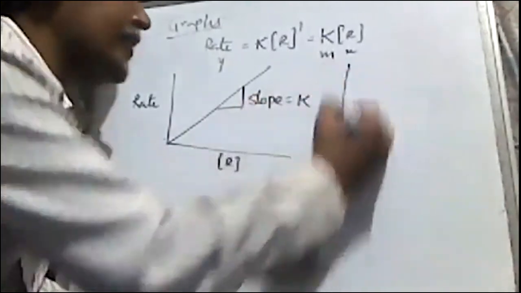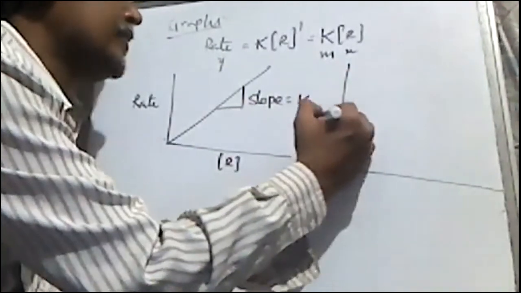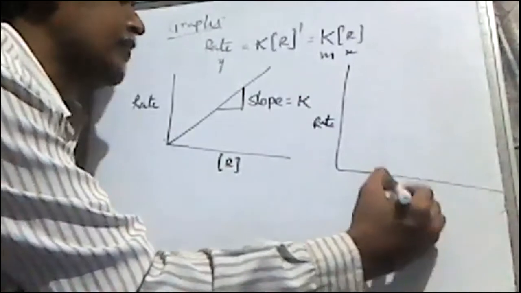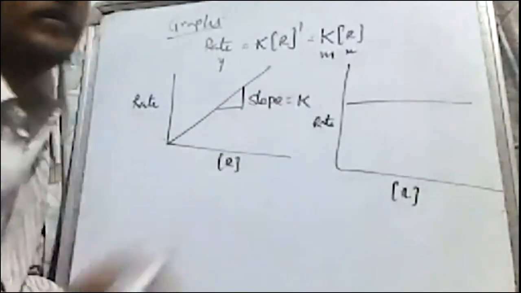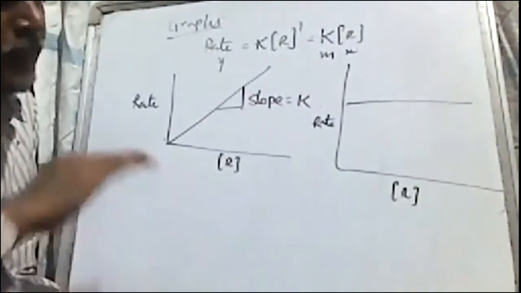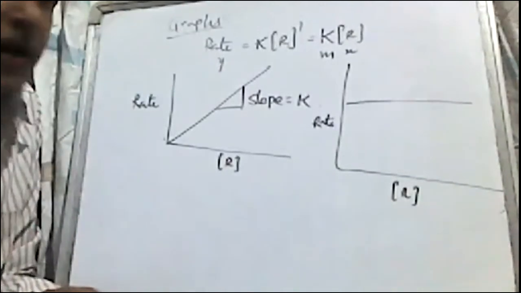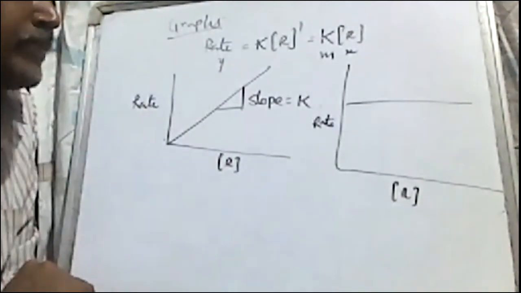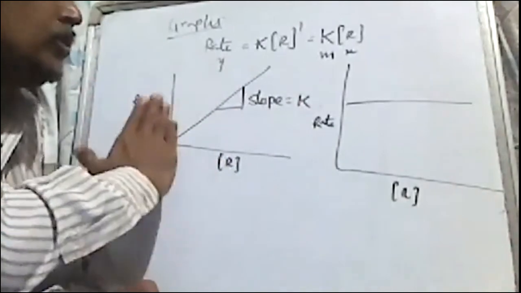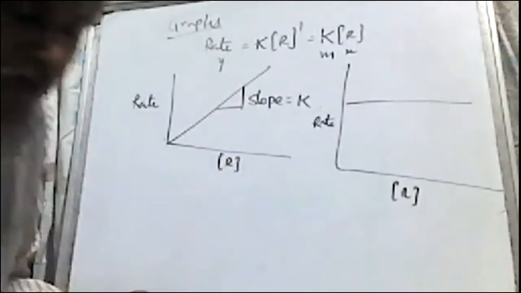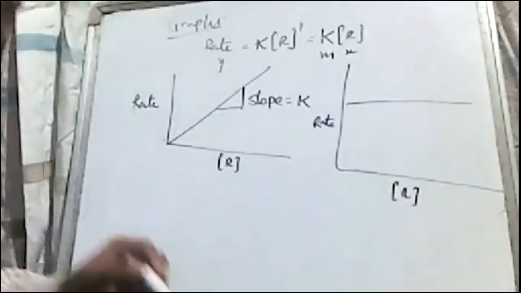Just the same plot for a zero order reaction, how it appears. Just compare once here. Rate versus concentration of reactants is independent, parallel to the x-axis. So this is the difference between the zero order plot and the first order plot.